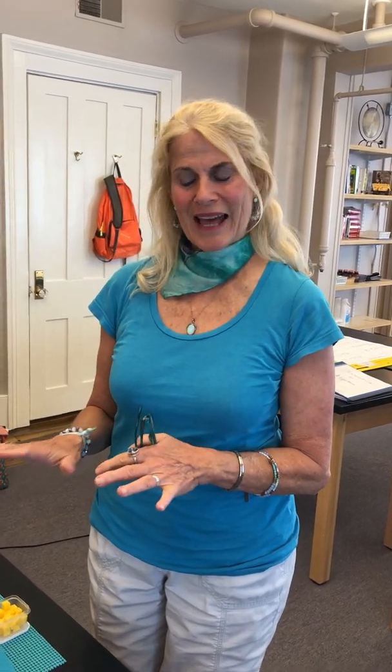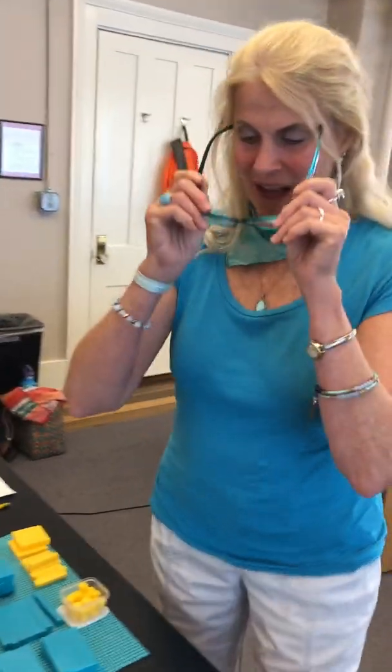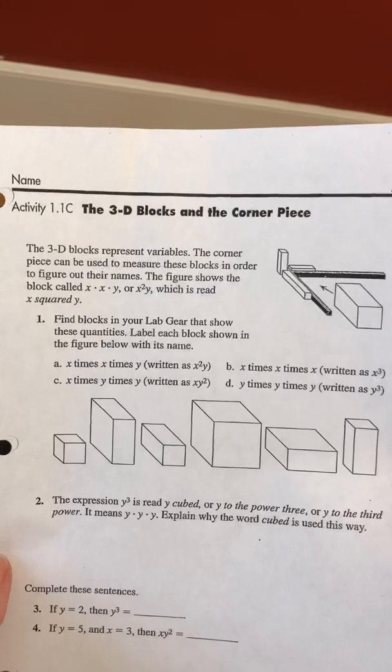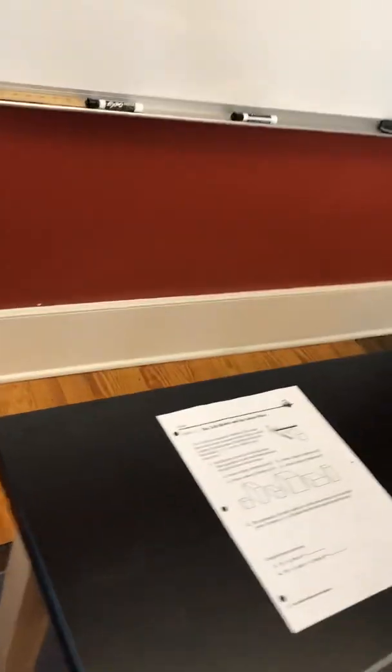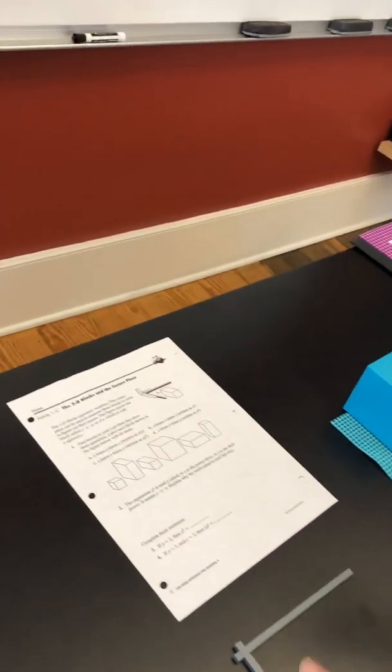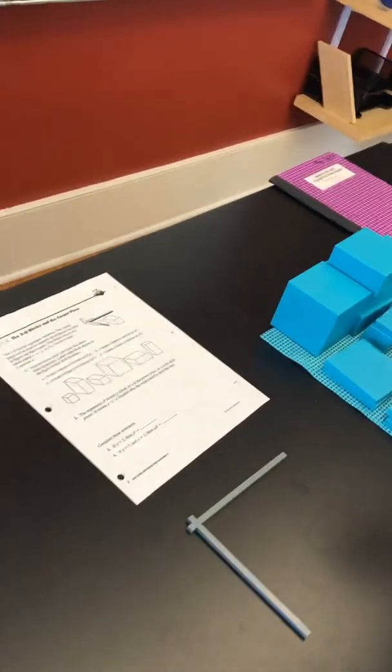It's Mrs. Spitz again, doing a little bit more with the lab gear. Today I want to do activity sheet 1.1c, the 3D blocks and the corner piece, okay? So if you haven't written that in your composition book, go ahead and write that. You can pause the video, take some time to write it.